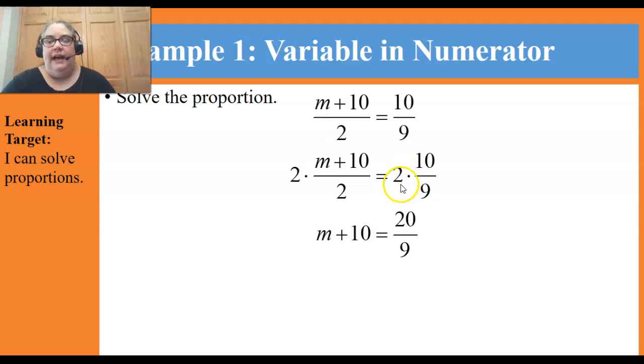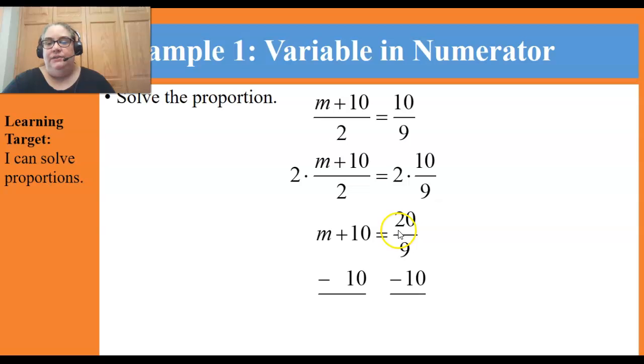I can multiply a whole number times a fraction. It's going to be 2 times 10, which is 20, so that's going to be 20 over 9. My next step is just basic solving equations. Right now I'm adding 10. To undo add 10, we subtract 10. So what you do to the left, you do to the right.